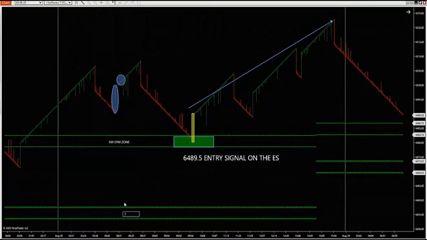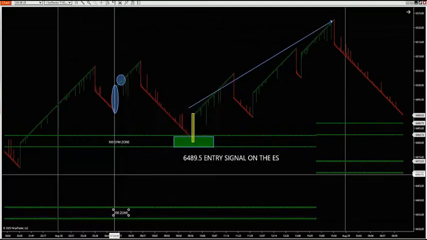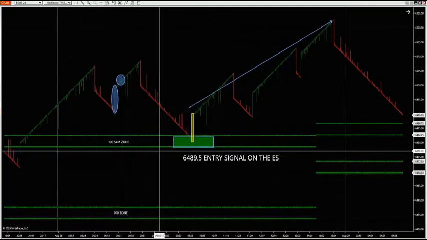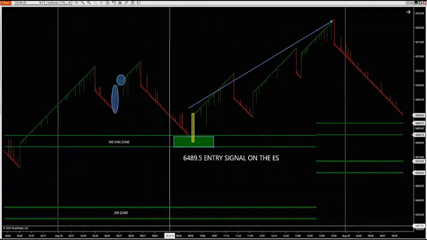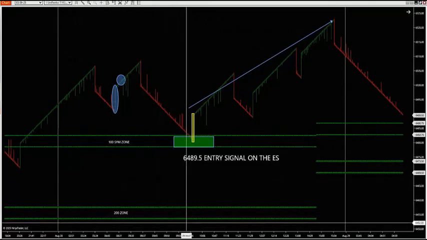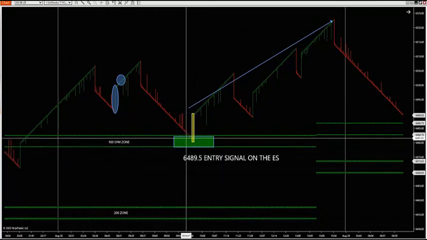It's our 200 sim zone. And then we got our standard 25 sim zone, which I'll show you in a second. That comes up. So these levels, they don't come up a lot, the 100 and 200 zone. But what happens, like I said yesterday in the video I played, sometimes you get confluence, where the 25 zone, which I'll show you in a second, confluences with one of these zones also.